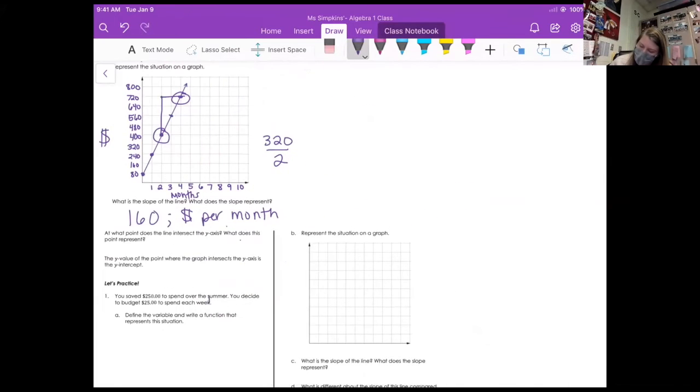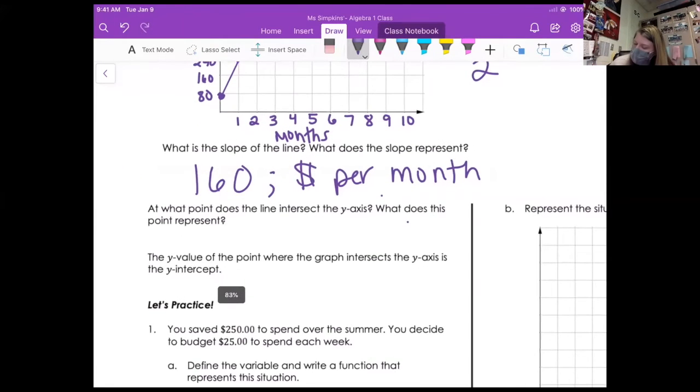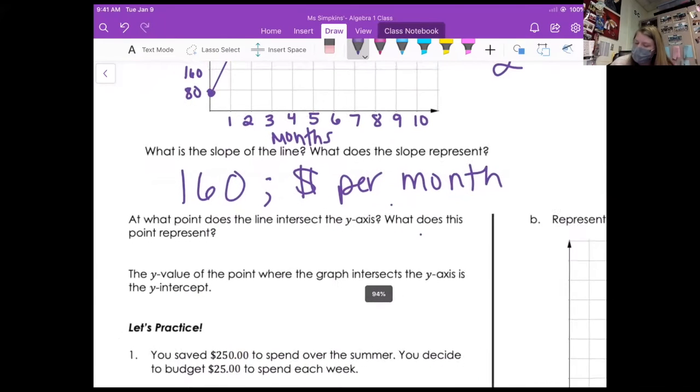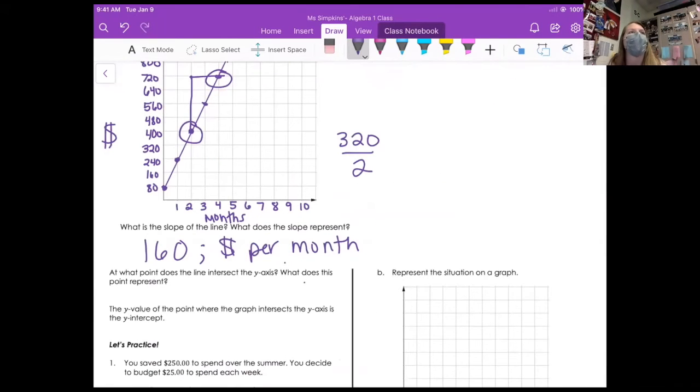Okay, there are 2 other questions. At what point does the line touch the y-axis, or intersect the y-axis? So where does it touch the y-axis? Not 80. Remember, it's a pet peeve of mine. It's a point, not just 80. What is it? 0, 80. Yeah, 0, 80.